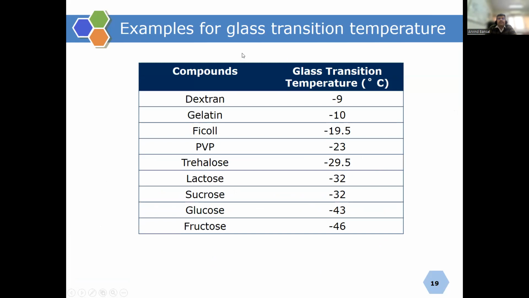These are some of the examples of solutes that come out in the amorphous form: dextran, gelatin, ficoll, PVP, trehalose, lactose, sucrose, glucose, and fructose. And these are the respective glass transition temperatures of these solutes. You can note that all of them are on the minus side, which is below the freezing point of the water.